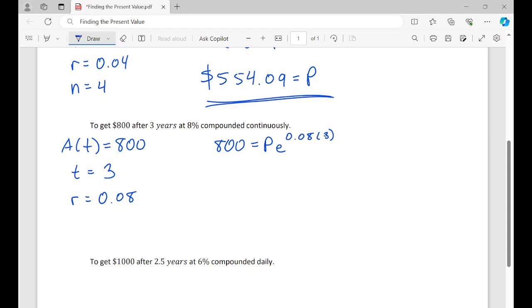And here I'm just going to do e raised to this power just to make it a little bit easier on myself. So 800 equals P times 1.27125. And now I'm just going to take this in the parentheses, that's multiplying by P, and divide it over. So 800 over what's in the parentheses, which will give me $629.30 for my present value. So I need to start off with this much money in a compounded continuously account at 3 years and 8% to get to $800.